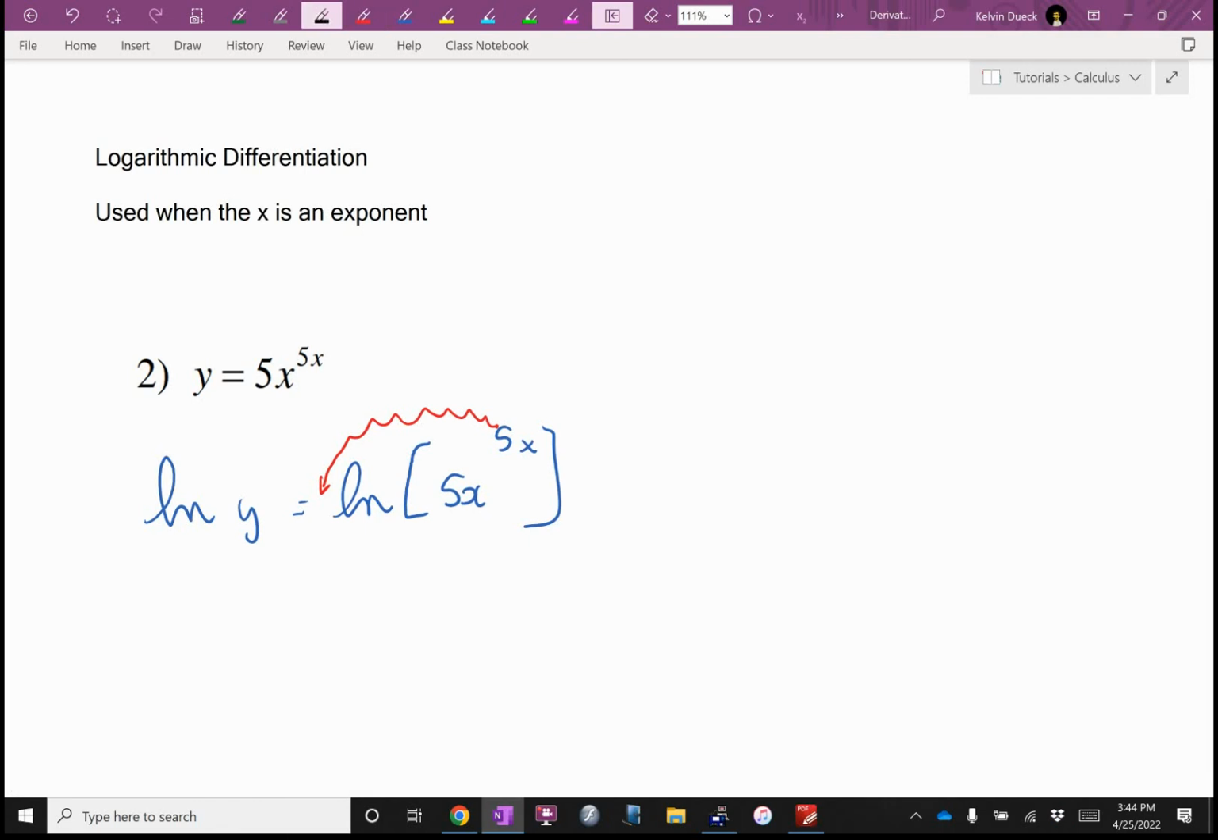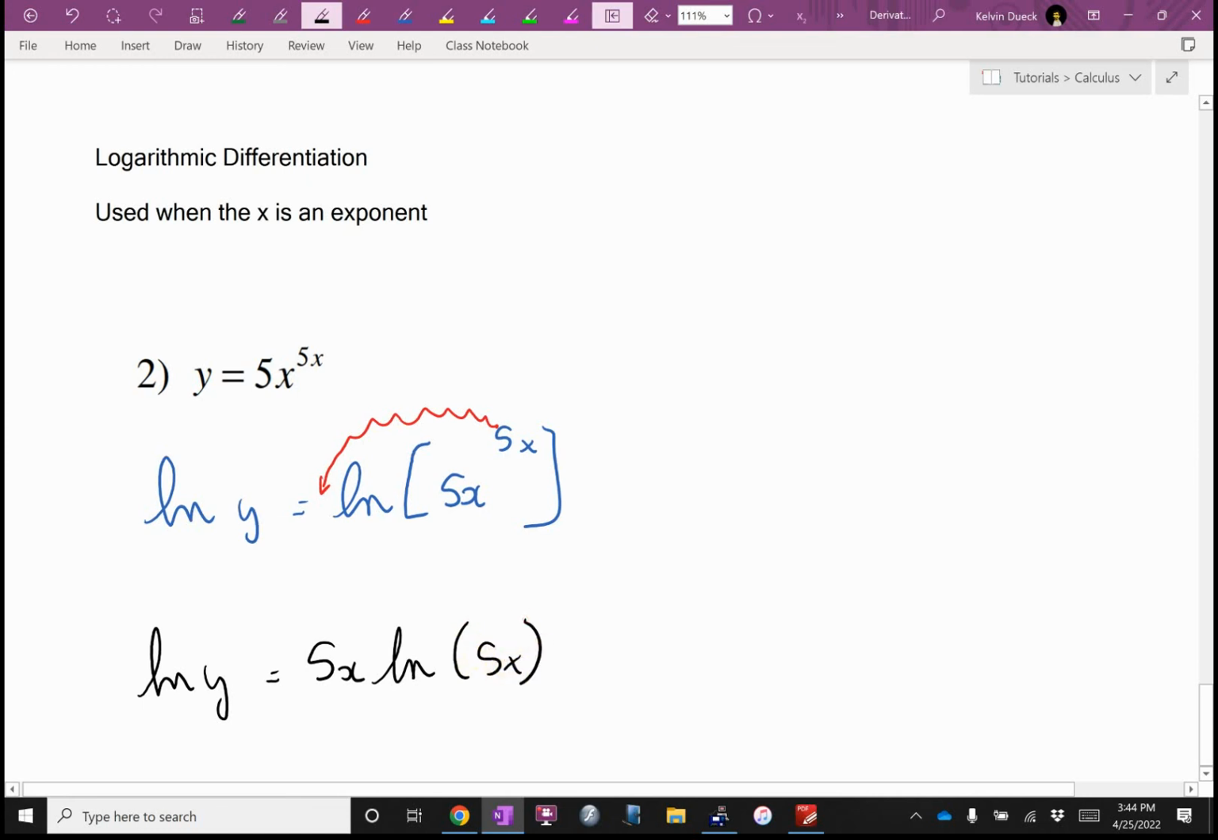That's going to turn this into ln of y equals 5x ln of 5x. I kind of wish this 5x and this 5x weren't the same. I would have made up different numbers, 2x and 5x, so I don't confuse them, but that's what we got. Now what? Now I'm going to take the derivative. It's going to be an implicit differentiation, because I can't get the y by itself. I could here, but the problem was I don't have any way to take the derivative of the x when it's an exponent.